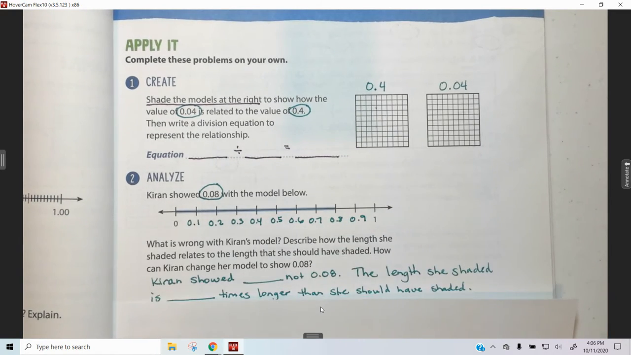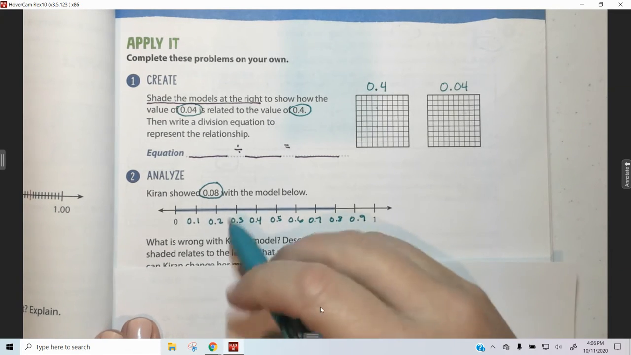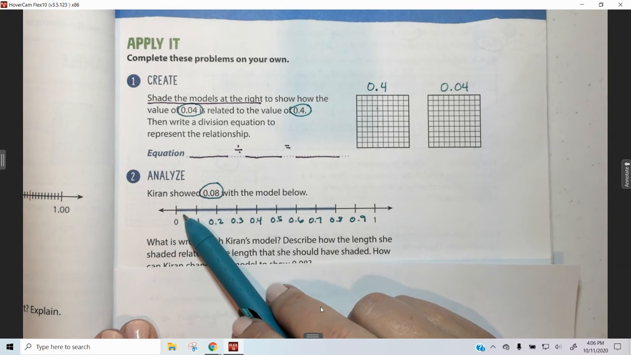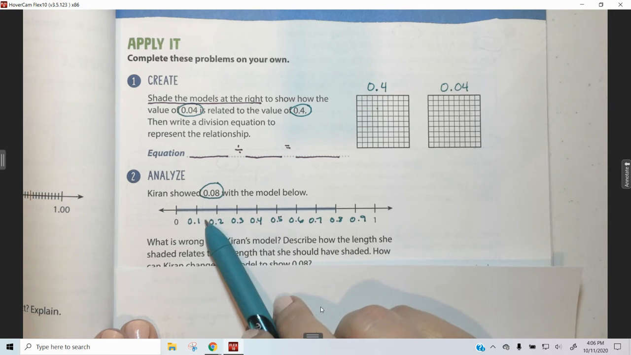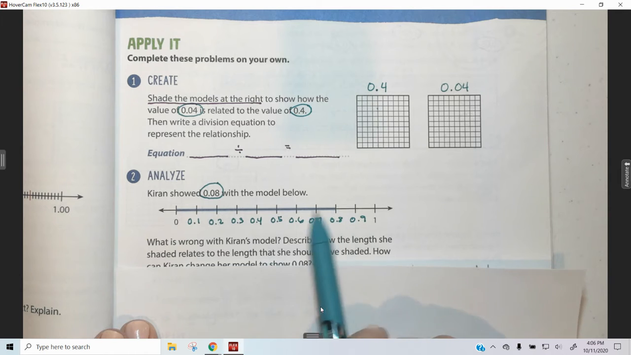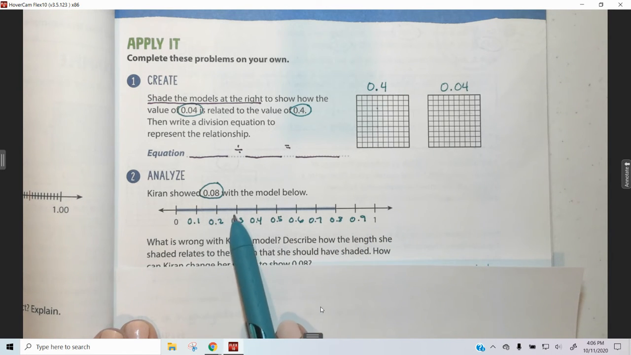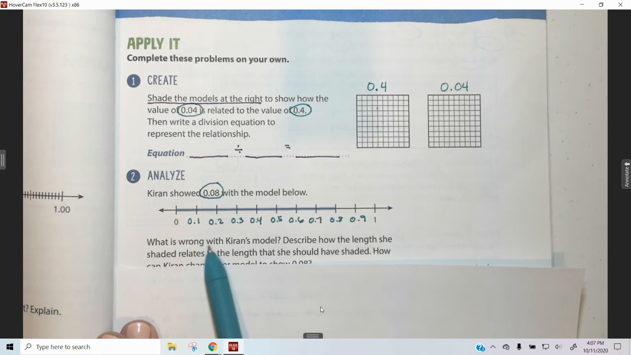For number 2, it says, Kieran showed 8/100 with this model below. So Kieran showed 8/100 as being this blue line here. And then I went ahead and filled in what the value of each of those tick marks actually is, because this whole is broken into 10 sections. So we know that each of these is 1/10. Okay. So first of all, what is wrong with Kieran's model?